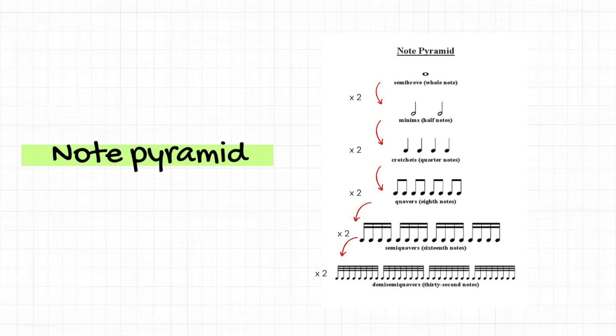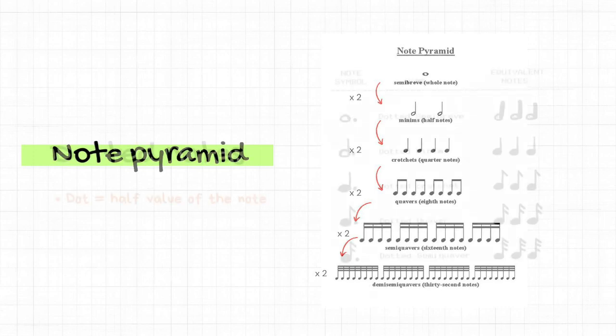And next, the note pyramid. For instance, 1 semibreve equals 2 minims and 1 minim equals 2 crotchets, and so on. The relationship is that the upper level will always be times 2 of the bottom level.